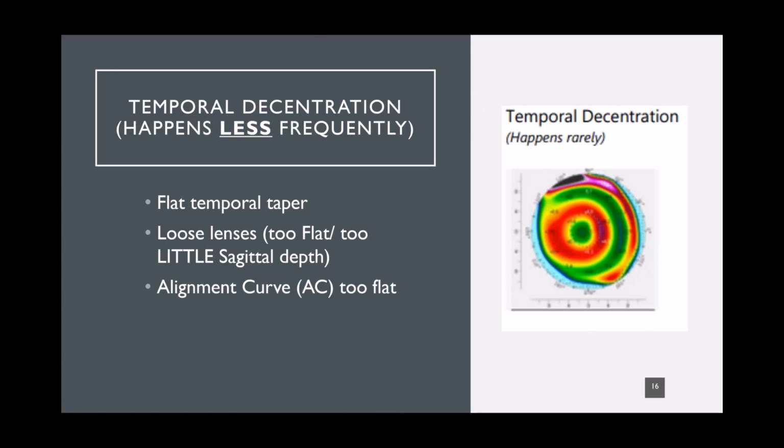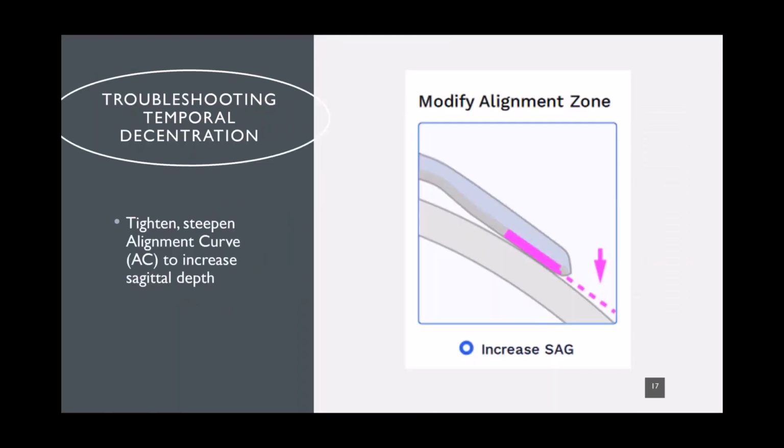Okay, now here is an example of temporal decentration, not nearly as common as nasal decentration. In this case, you get a little bit of a flat temporal taper, and the correct troubleshooting here is to try and tighten the lens up. In this case, often the lens is a little bit too loose and has not enough sagittal depth. So again, you'll adjust the alignment curve. It is too flat, so you want to steepen it. So you increase the sagittal depth.